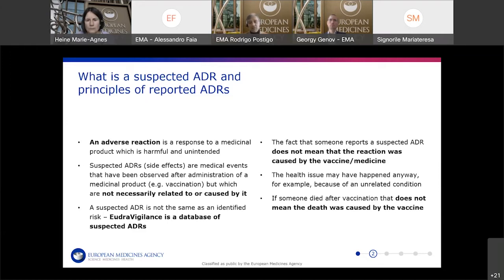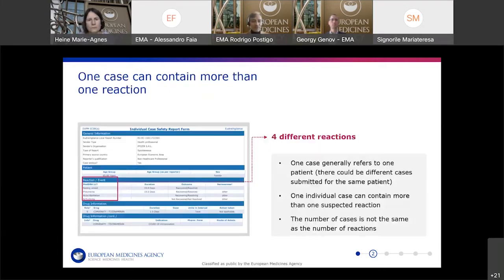And the same principle applies to fatalities. If someone died after the vaccination, it doesn't mean that the death was caused by the vaccine. So these are key principles that we need to keep in mind all the time when we are looking at the data from the ADR reports website.